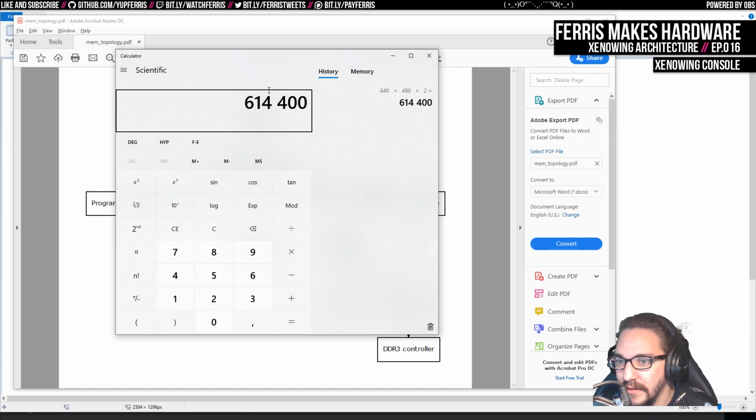Is that correct? Oh, no. No, I'm wrong. This is 3 times the available RAM on the system, the available block RAM. So that obviously doesn't work. That doesn't work at all.